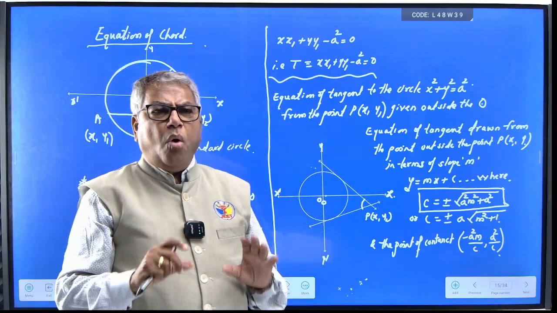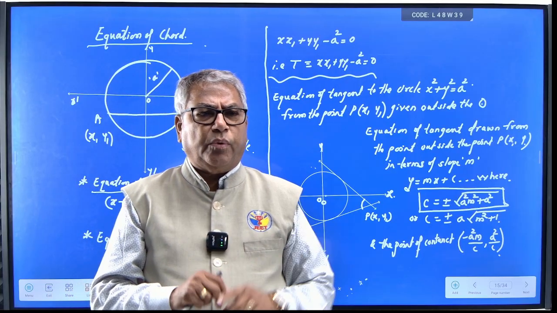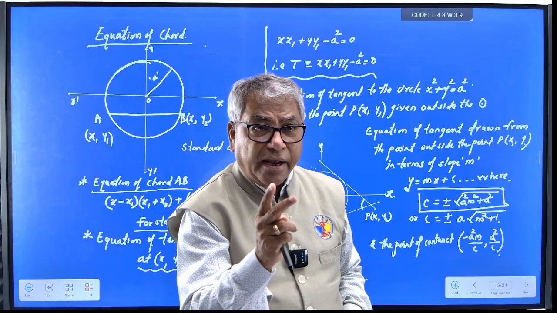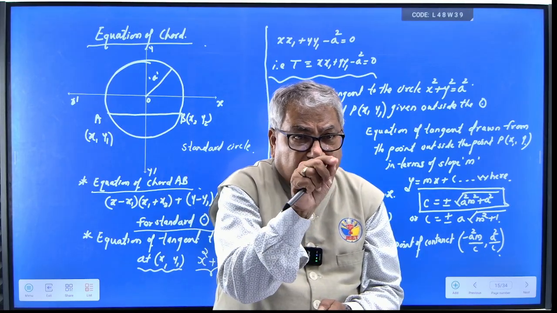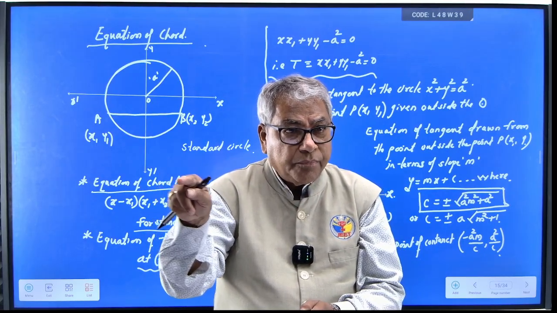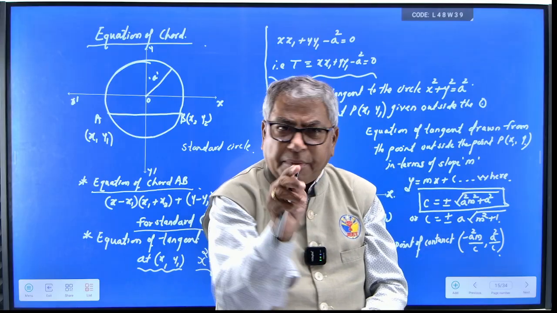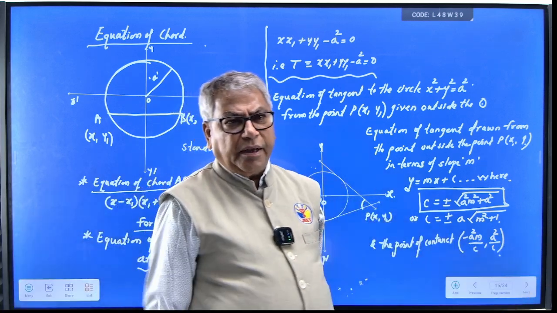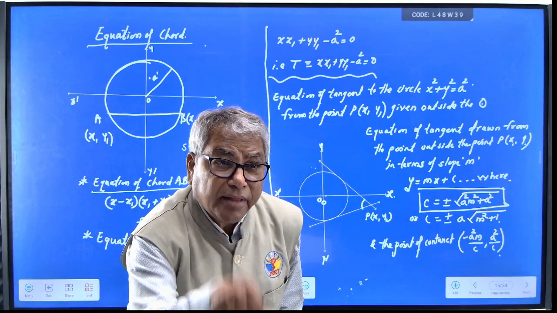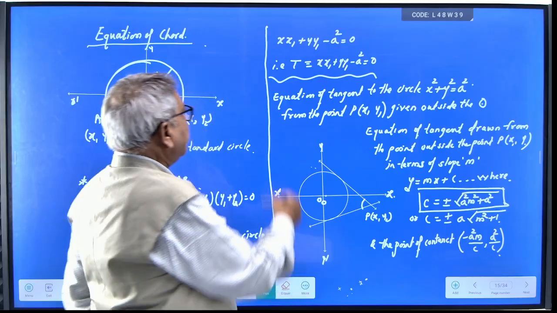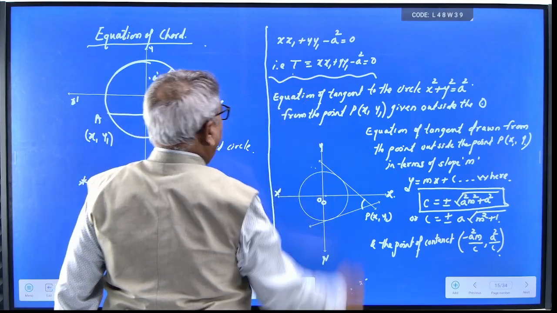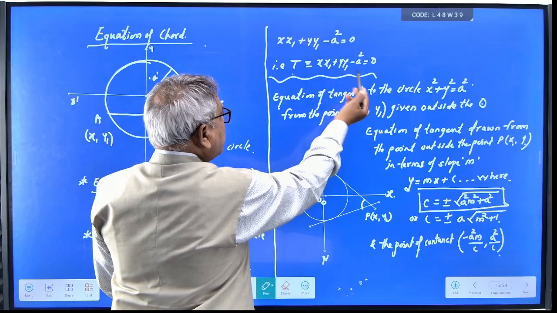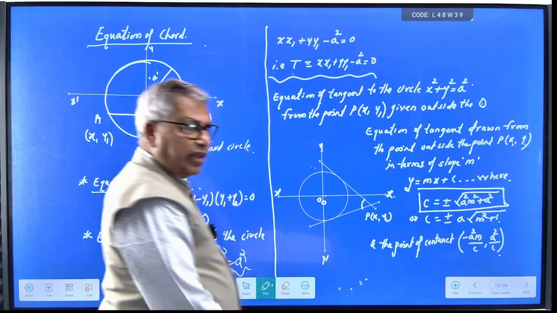Then for the equation, only replace x square by xx1 and y square by yy1. If 2gx is there, write g into the bracket (x plus x1). If 2fy is there, remove the 2, f into the bracket (y plus y1). No change in c. That becomes the equation of the tangent at that point. So the equation of the tangent T is equal to xx1 plus yy1, transferring a square to this side, minus a square is equal to 0.